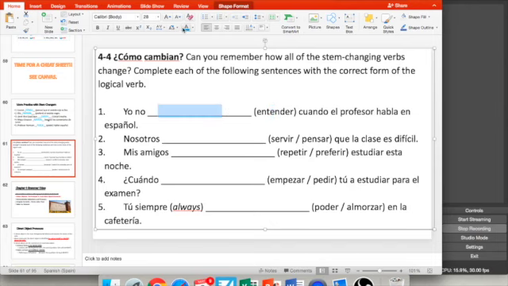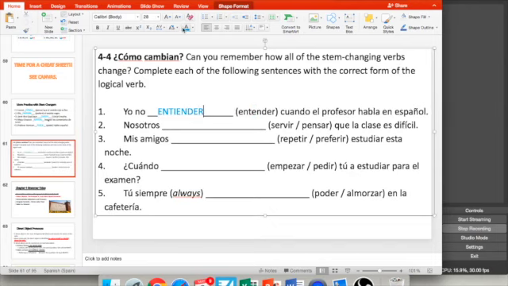So we get entiender, with that middle E here, changing to an IE. Entiender. We're next going to chop off our ER. We said this was the yo form. I don't understand, so I need to add my yo form ending for an ER verb, which is an O. So I get entiendo. Let's do one more together.